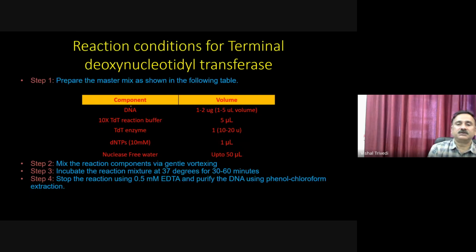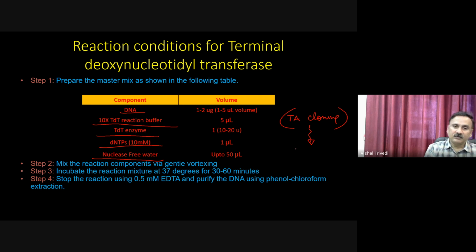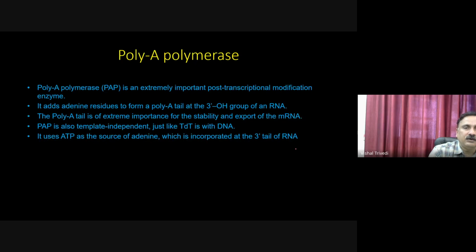So these are the reactions. You require the DNA, the reaction buffers, the enzyme, and the NTPs. And you can use this for generating the vector for TA cloning. TA cloning is a very important tool for simplifying the reaction mixtures for cloning. And then we also have the poly A polymerase. That is the same as terminal transferase, except that it only adds adenine, not the other nucleotides.